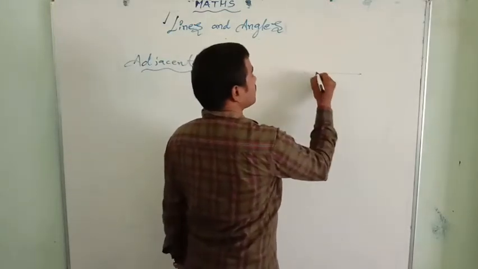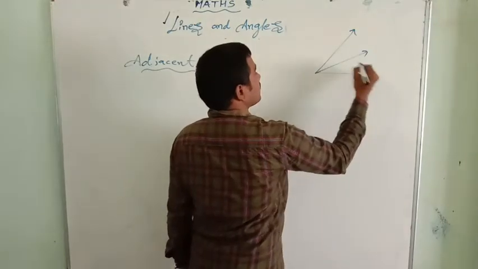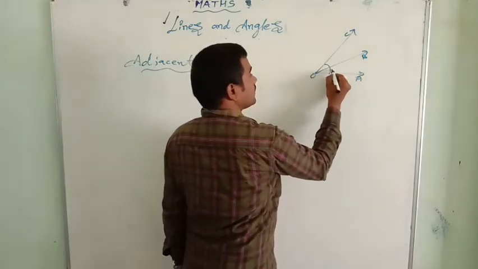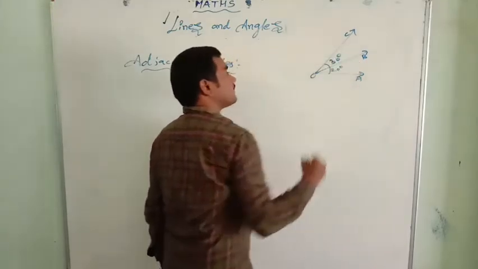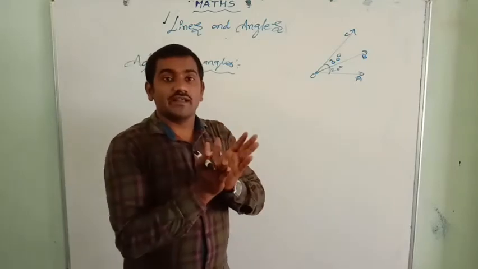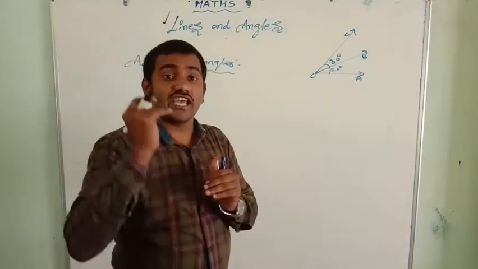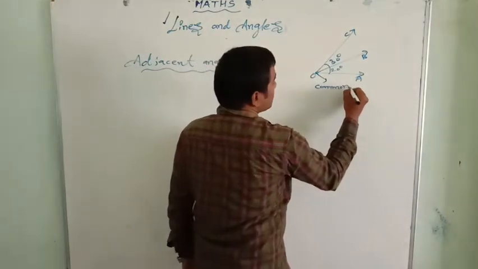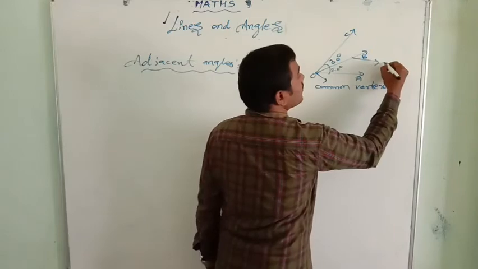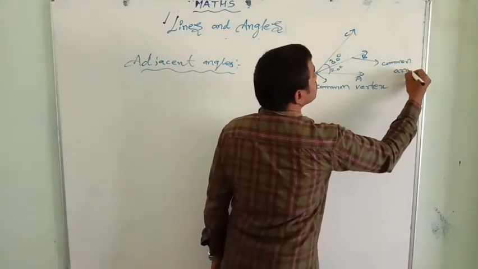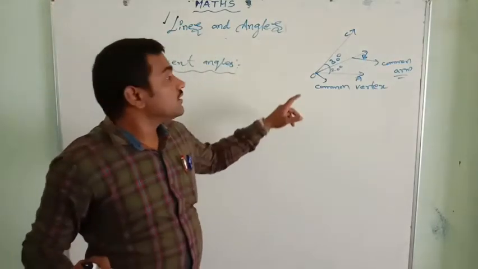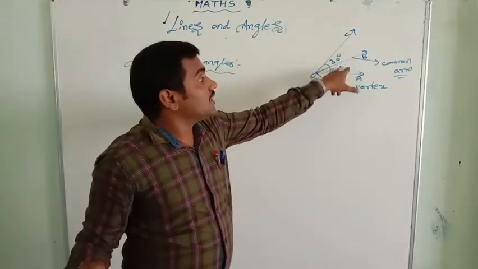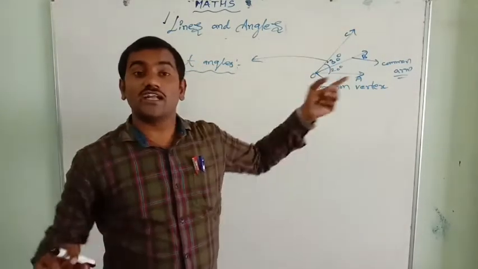Suppose O, A, B, C. Here 20 degrees and here let's say 30 degrees. So adjacent angles are there. To decide, the two angles must have the same common vertex and a common arm. Here is the common vertex, and here is the common arm, or ray. These two angles, 20 degrees and 30 degrees, have a common vertex and a common arm. So these two angles are known as adjacent angles.